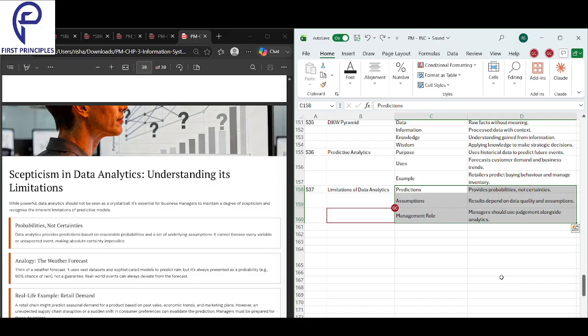Management role. Management should use judgment alongside analytics. What should managers use? Judgment alongside analytics. That is what managers should use. Right? You can't just believe in analytics. You still need to use your judgment.